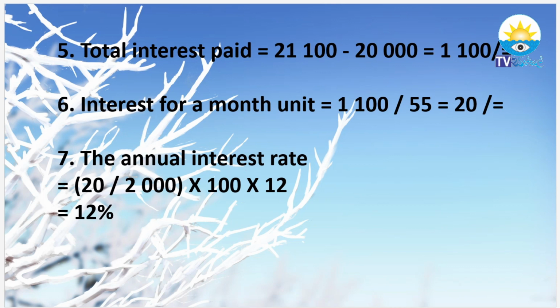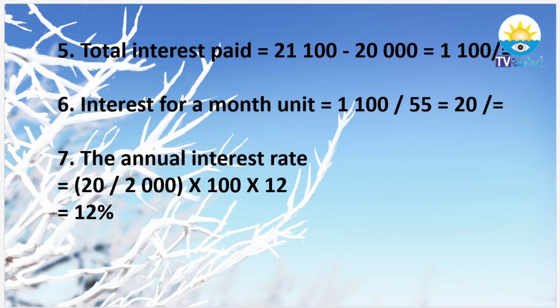And in the sixth step, you can see the interest for a month unit. We have calculated in a previous step the number of month units as 55. In the fifth step, you calculated the total interest as 1,100 rupees. You have to divide 1,100 rupees by 55. The answer is 20 rupees. That is the interest for a month unit. I think you have got those two answers.